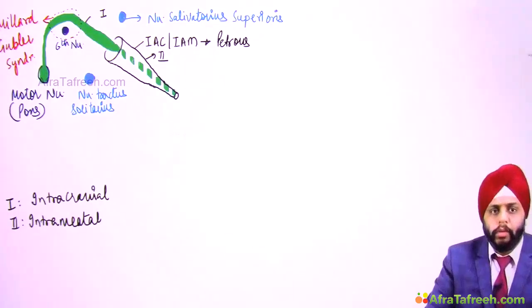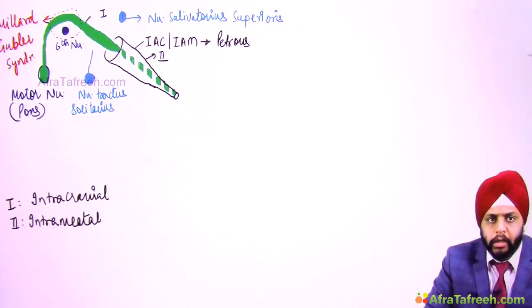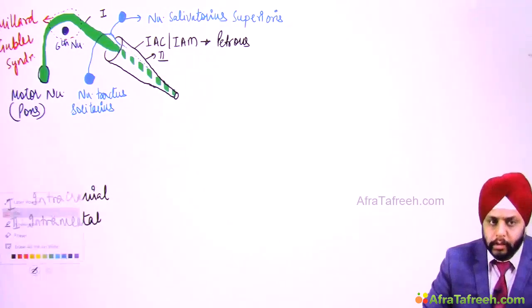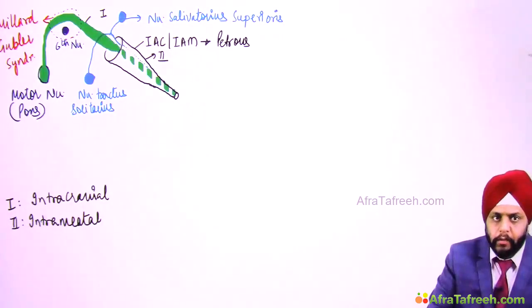Now both these nuclei give nerve fibers. These nerve fibers come and combine together. When they combine together, they form a nerve. This nerve is known as the nerve of Risberg. This nerve over here is known as the nerve of Risberg.